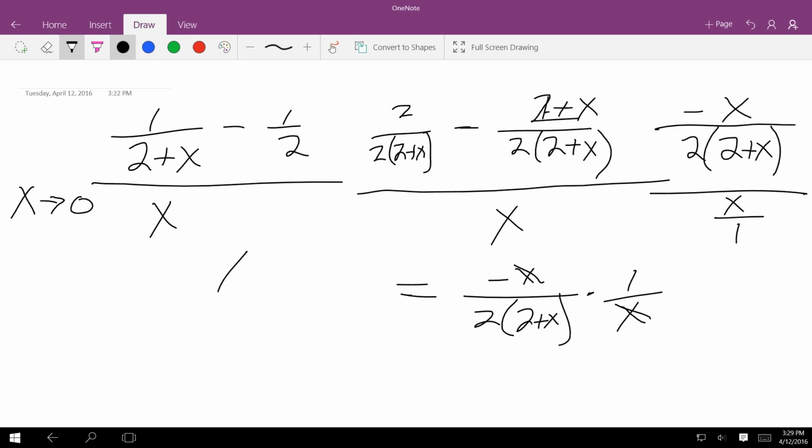Now, as x goes to 0, we don't get 0 over 0. What do we get? We got rid of the x's there and there. So that'd be minus 1 in the top. What happens to the bottom when x goes to 0? That'd just be 4.